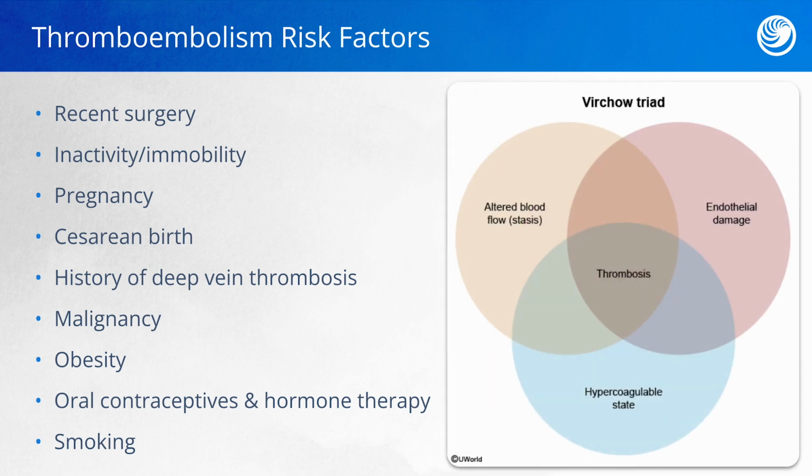The graphic on the screen is describing something known as Virchow triad. Virchow triad is the three main broad causes of blood clot formation. We have altered blood flow, which would be stasis, endothelial damage, and a hypercoagulable state. All three of these can often result in thrombosis.